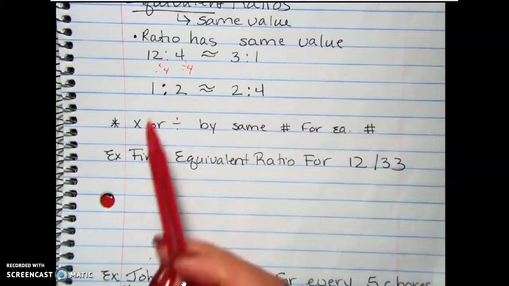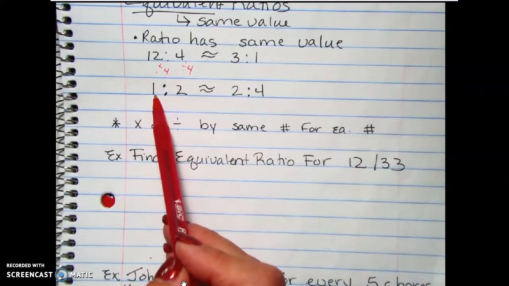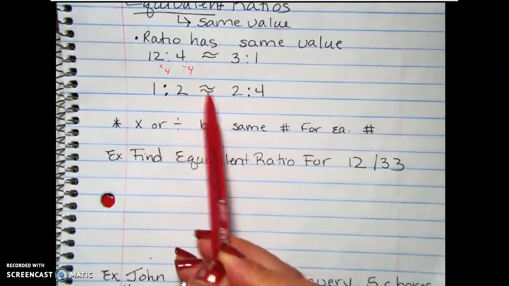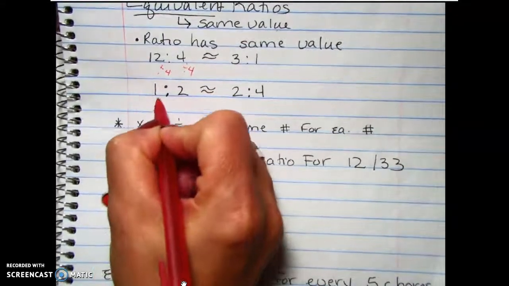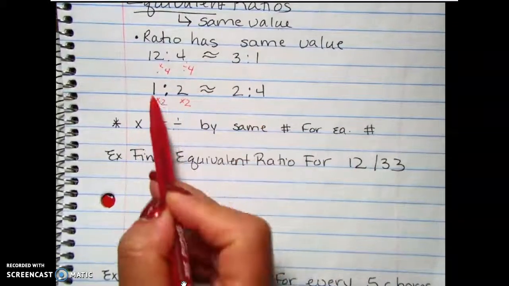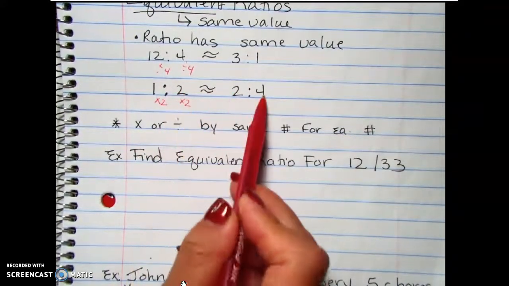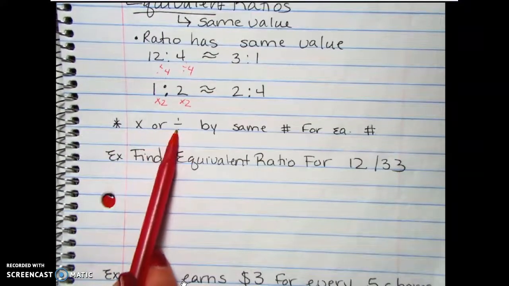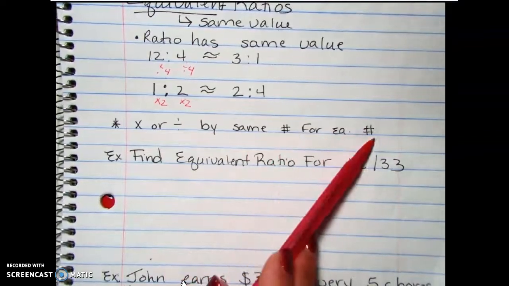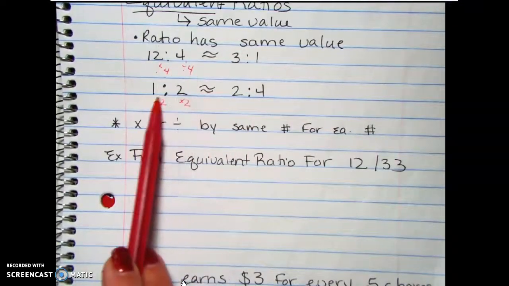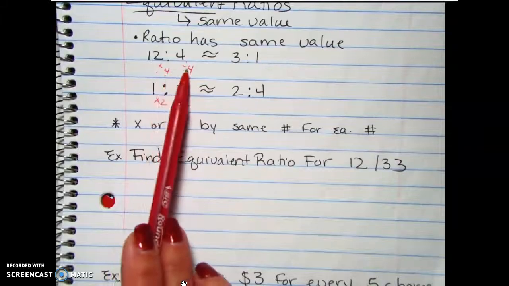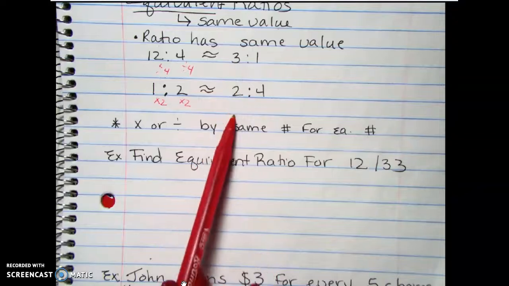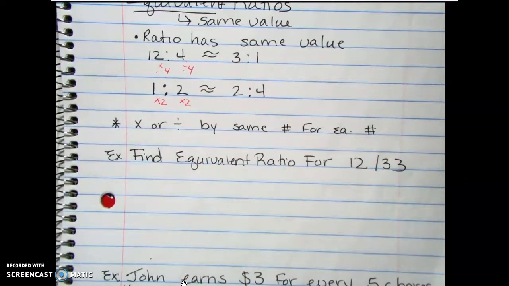Now, also, I could go with an equivalent ratio where I'd have to multiply both terms. So 1 to 2 is equivalent to 2 to 4. How did I get that? I multiplied by 2 each number. 1 times 2 is 2, 2 times 2 is 4. Now, very important to note that you will multiply or divide by the same number for each number. So we divided here, we multiplied here, we divided both numbers by 4, we multiplied both numbers by 4, and still remember, order matters. I kept them in the same order.